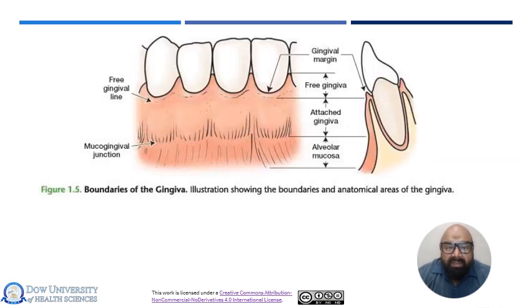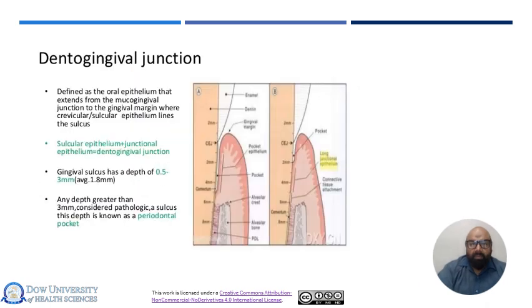Now, this is another example of the attached gingiva. Although this part is attached gingiva, above it, where it encircles the teeth, we have the free gingiva or the free gingival groove. Okay, so mucogingival junction is the junction between the attached gingiva and the alveolar mucosa.